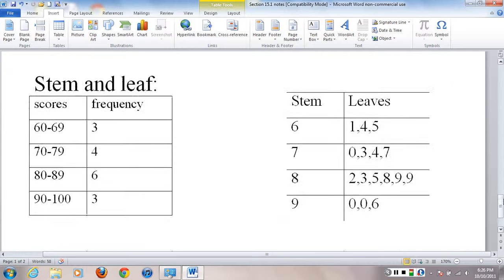So finally, a stem and leaf plot within the same one. You can see here, again, here's my frequency chart, and then I have my stem and leaf plot on this side. So again, since there are 3 scores in the 60s, I choose my stem to be 6, leaves being 1, 4, and 5. There are 4 scores in the 70s: 3, 0, 4, and 7.